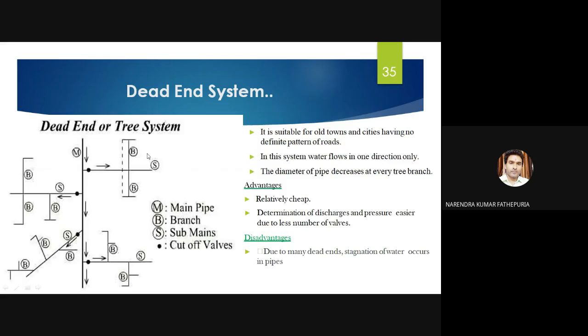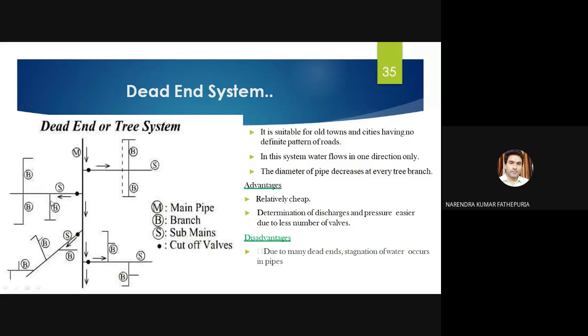So this is the dead end or tree system. Suppose this is the main pipeline for the distribution network, and these are the submains. On the submains, these are the houses. Again, we have another street, and their houses are aligned, so it will be in that form. Suppose we have started from here. It's the main pipeline. Now water is distributed like this. This is the pipe network that you are going to draw in such a manner.